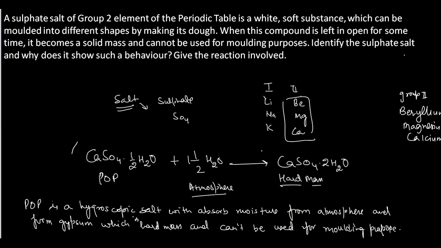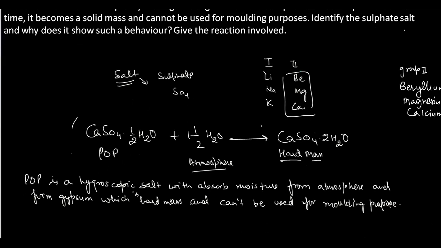So POP is a hygroscopic salt. Hygroscopic means it absorbs moisture and forms gypsum, which is very hard and cannot be used for molding purposes. We cannot use it for molding. Got it? How do questions come?